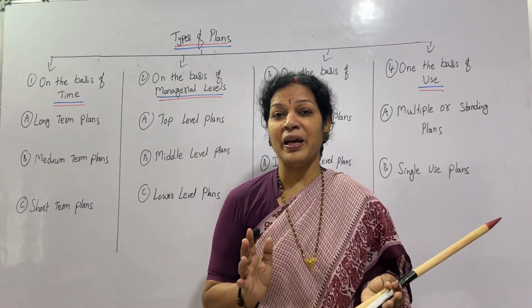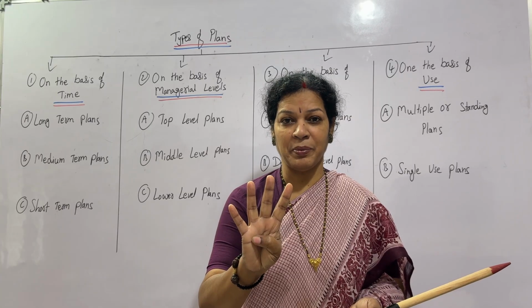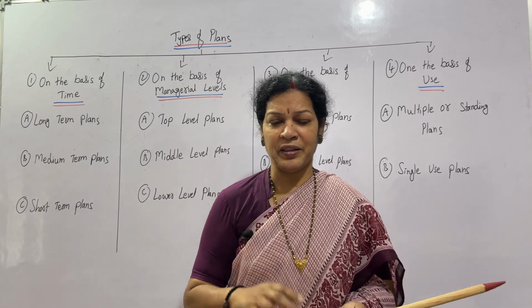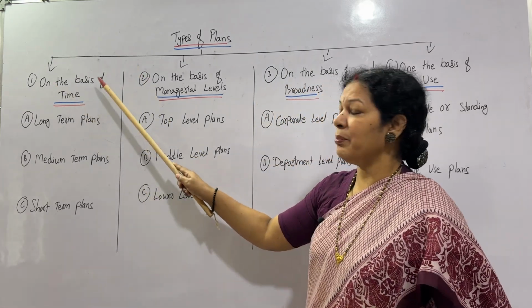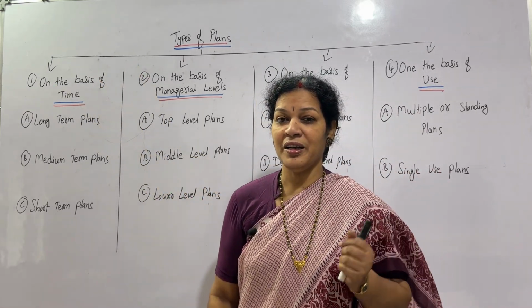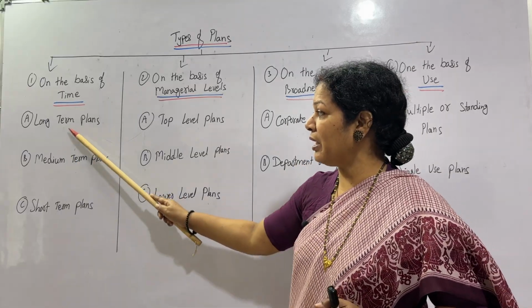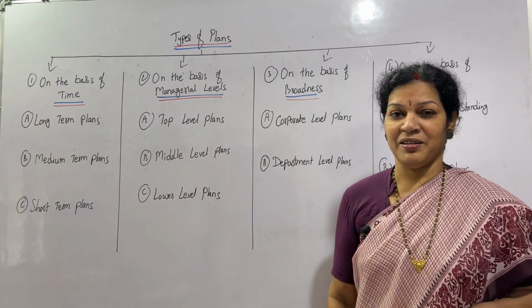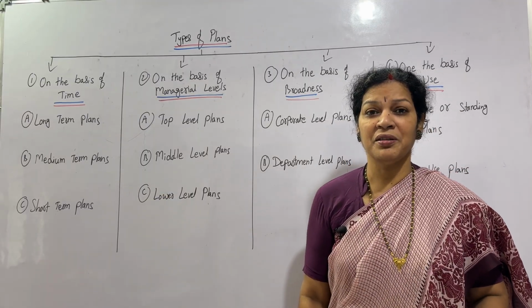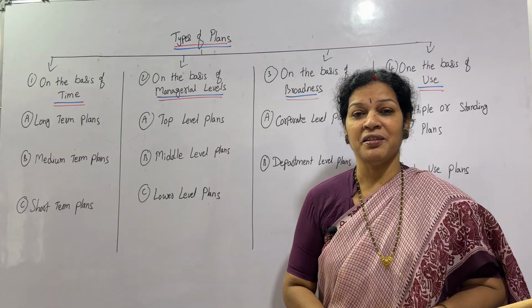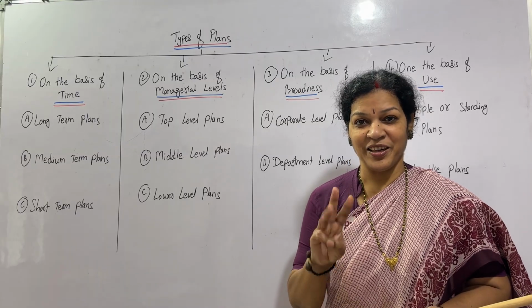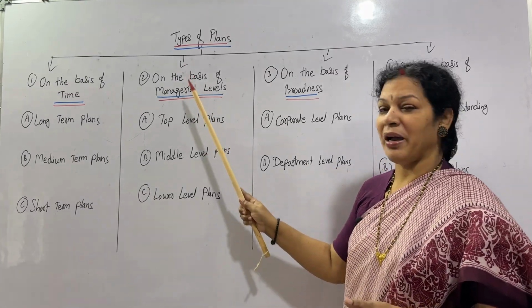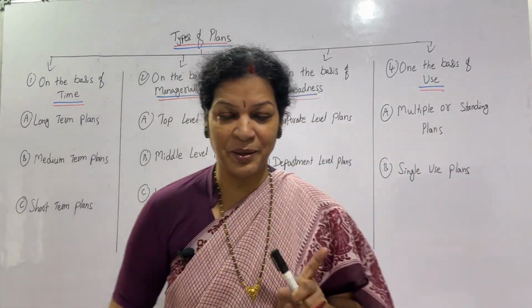The base of planning is on four types. Four types of planning are there, very easy to understand. Just focus. The first planning is on the basis of time. Based on time, we have three types of planning. The second one is on the basis of management level. Did you remember how many levels are there? Yes, three levels: top level, middle level, lower level. This is the second type of planning.